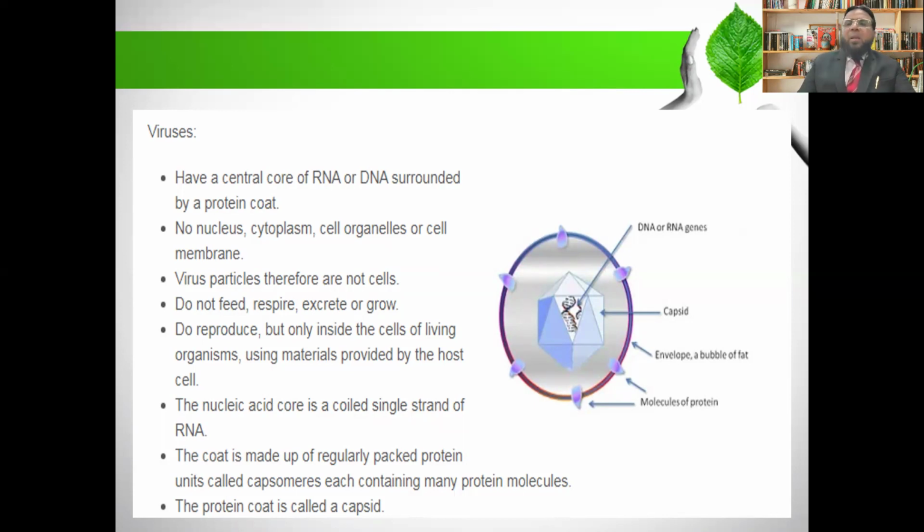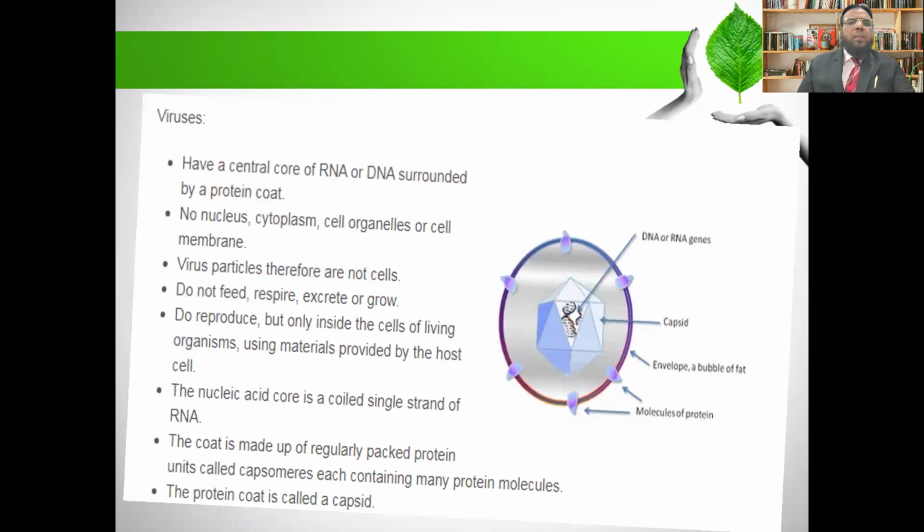But still, its position is contradictory. It is not included in any of the kingdoms. So it has only two things: the capsid, that is the outer covering, a protein coat, and inside, there is either RNA or DNA. So this is about the structure of a virus and the position of a virus.